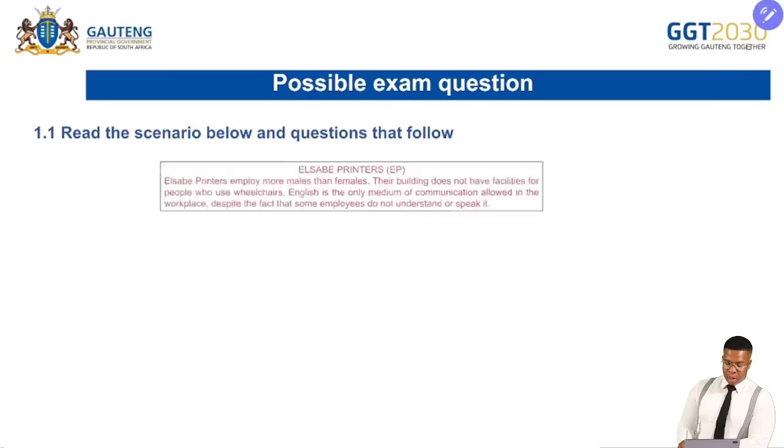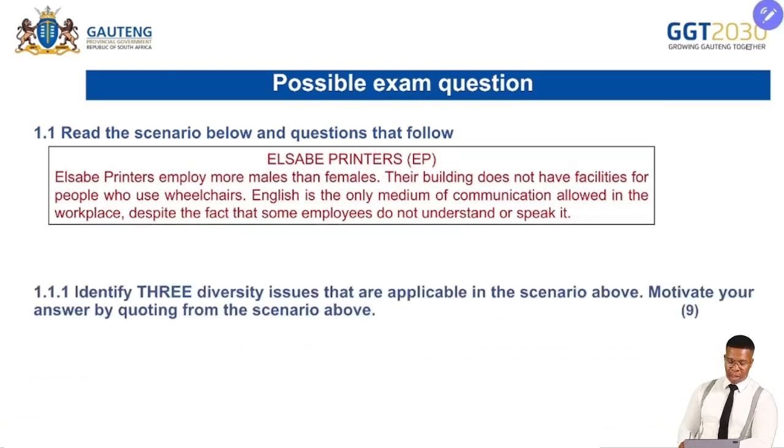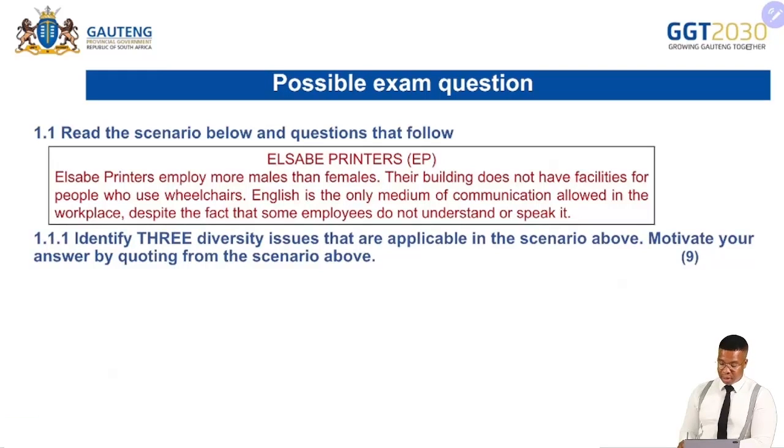Then another possible question, we have now diversity issues. Elsberg Printers now employs more males than females, and their building does not facilitate or accommodate people with wheelchairs, and English is the only medium of communication allowed in the workplace, despite the fact that some employees do not understand or speak it. Now, identify 3 diversity issues and motivate your answer by quoting from the scenario.